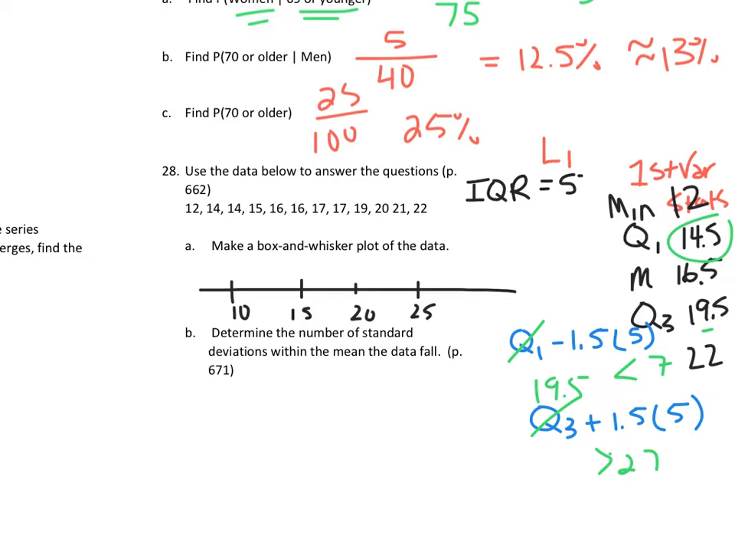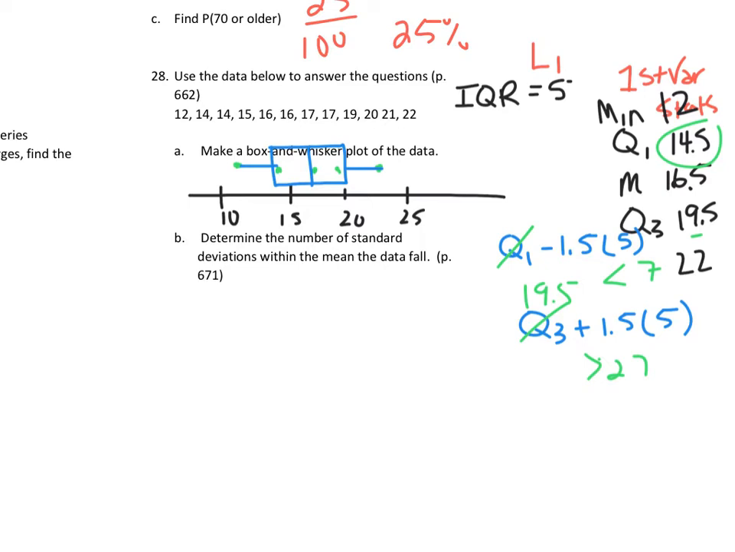So I'm going to draw 12, my minimum value, approximately right here, and my maximum value, 22, approximately right here. The median is 16.5, the Q3 is 19.5, and the Q1 is 14.5. Once you have your 5-number summary, you want to make the box and the whiskers.